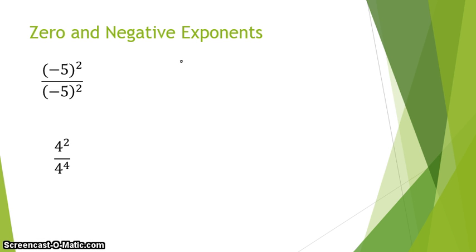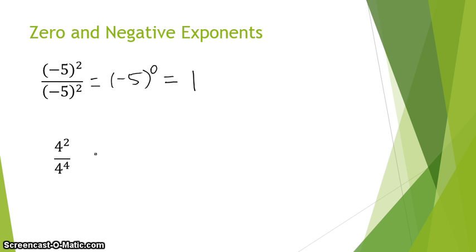All right, now let's look at zeros and negative exponents. So for example, let's do this one. This fraction bar just basically means divide. So you're dividing -5 to the second by -5 to the second. Well, you're going to end up with -5, and 2 minus 2 will give you 0. Well, as you probably saw in the other video, anything to the 0 power is simply 1. So that's it. That's your answer.